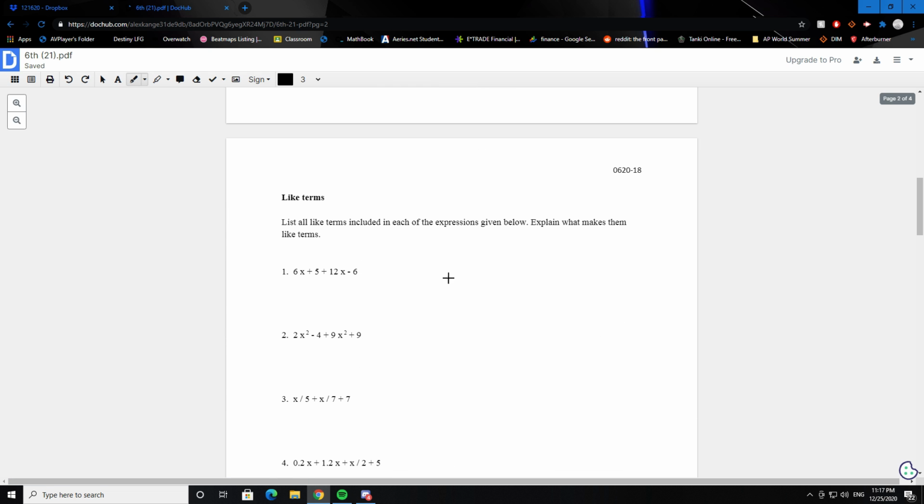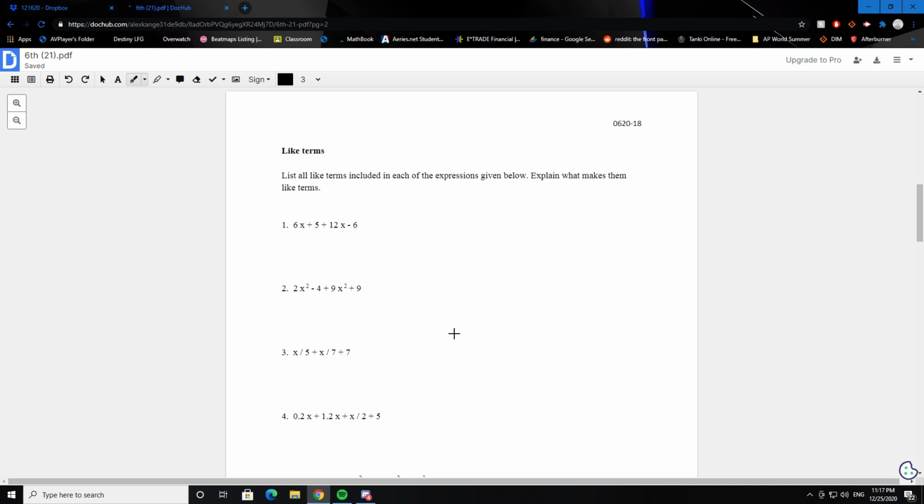Okay, continuing on, like terms. Like terms are very easy. Like terms, okay, so how do I describe it? Like terms are pretty much terms in equations that are the same as the other terms in other equations.